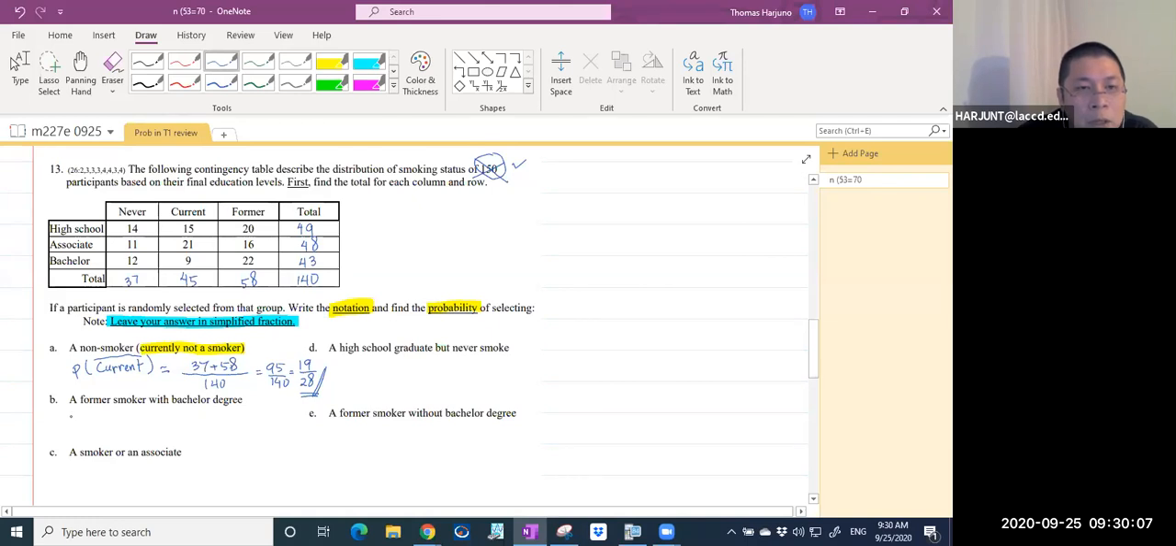Part B, probability of selecting a former smoker with a bachelor degree. With a bachelor degree means that person also has a bachelor. Former smoker and bachelor, there are 22 of them, 22 over 140, reduced by 2, 11 over 70. That's the simplest possible. Part C, a smoker or an associate.